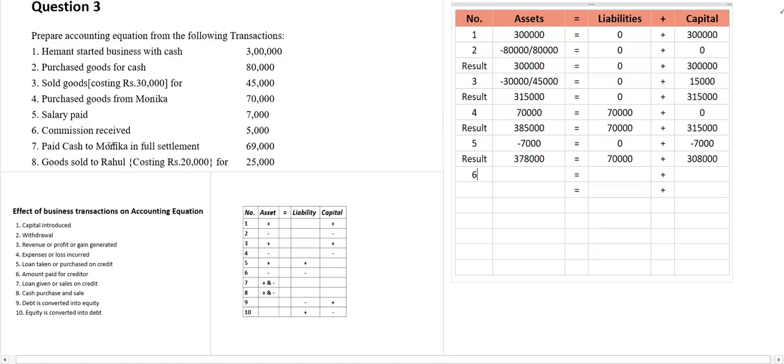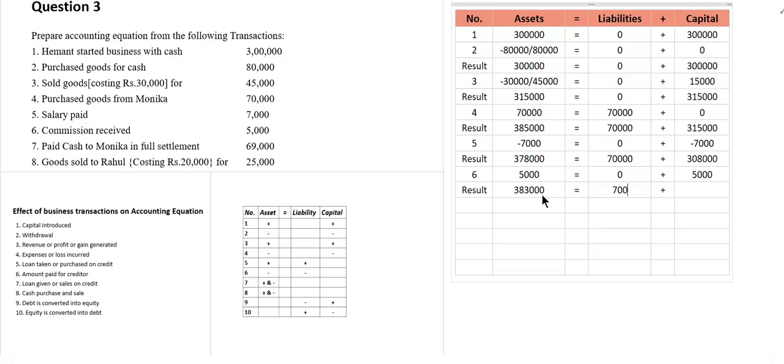Point number 6. Commission received. Commission received belongs to point number 3, revenue or profit or gain, because whatever is received relates to revenue. One side asset increase, on the other side capital increase. So we have to increase both sides. Commission received only 5,000. On this side there is no effect, but this side also increased by 5,000. So once again, mention the result. 3,78,000 plus this one becomes 3,83,000.